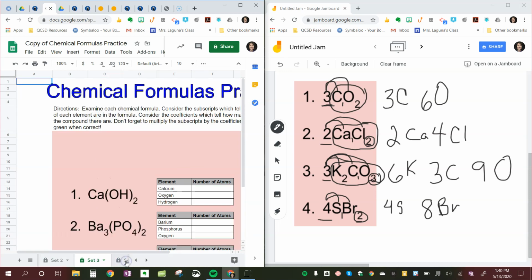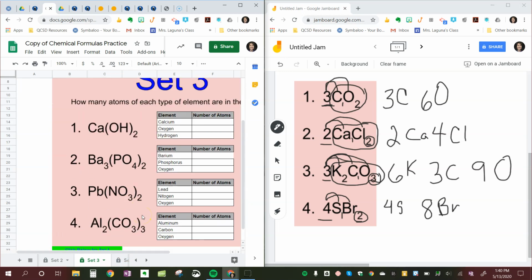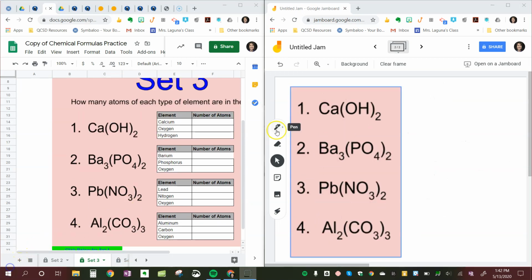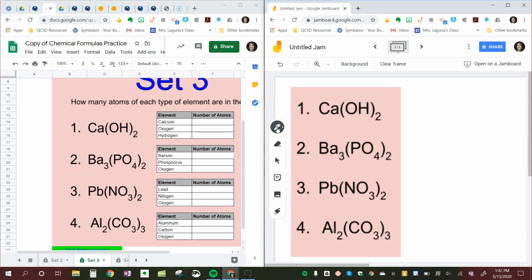The next set has parentheses. Okay, our first one is calcium hydroxide. Why do we use parentheses? Well, sometimes there's a group of atoms that form a functional group, and hydroxide is one of them. Hydroxide is OH, so whenever you see an OH, they usually have it in parentheses and a subscript that tells you how many of these OH groups there are. So you have to use the parentheses.